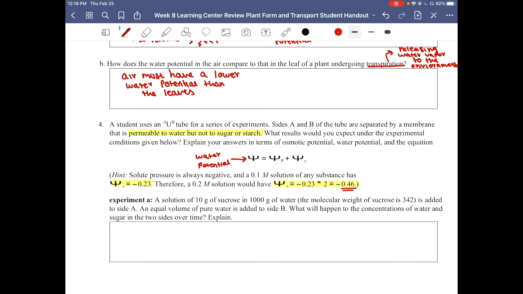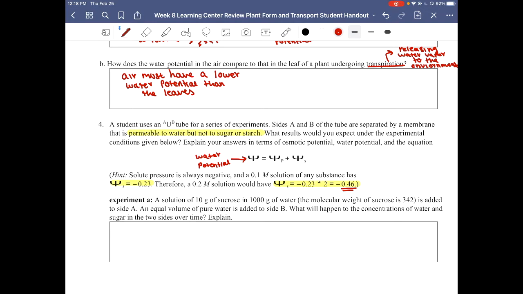Okay, so here's the experiment. A solution of 10 grams of sucrose in 1,000 grams of water is added to side A. An equal volume of pure water is added to side B. What will happen to the concentration of water and sugar in the two sides over time?